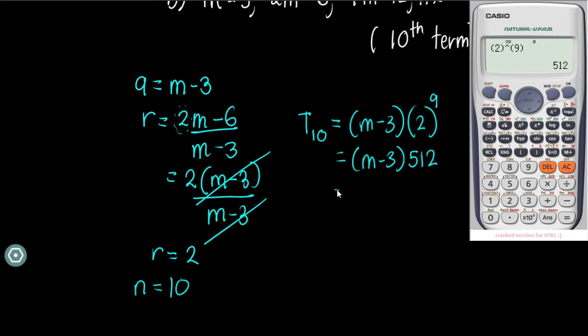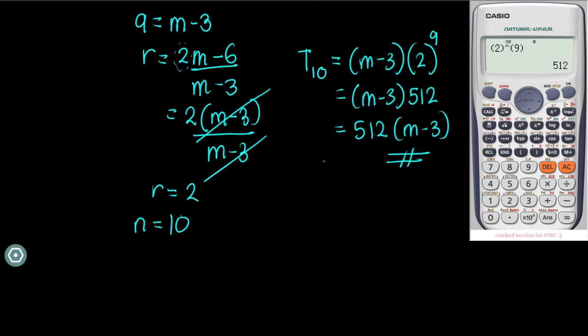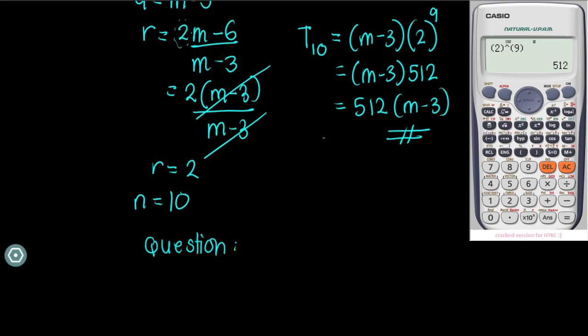So the number you can always write at the front. 512 (m minus 3). You can leave your answer like this. If you want to expand one by one, also can. You can leave your answer up to here, no problem. Alright, teacher is going to leave you all with one question. Give it a try. Let me know in the comment section.